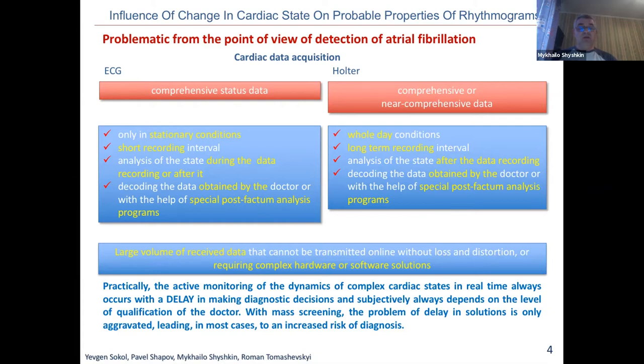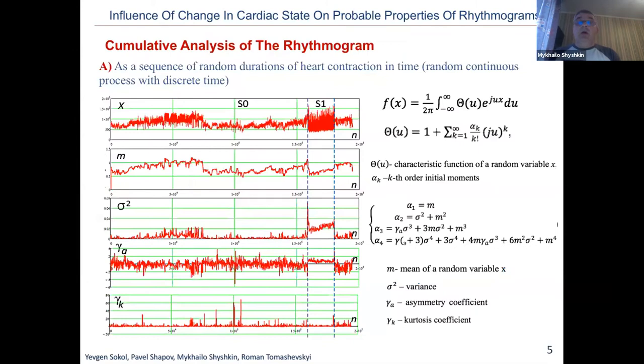The way out of this situation could be not obtaining a complete ECG and its processing, but using the implementation inherent in the heart rhythm. Unfortunately, at the moment, there is no sufficiently reliable method to obtain additional and essential information about the processes occurring in the heart in terms of rhythm. The authors try to statistically substantiate this possibility based on the event description of the rhythm.